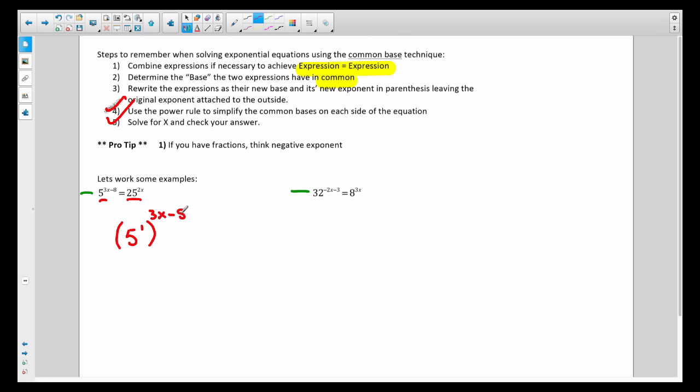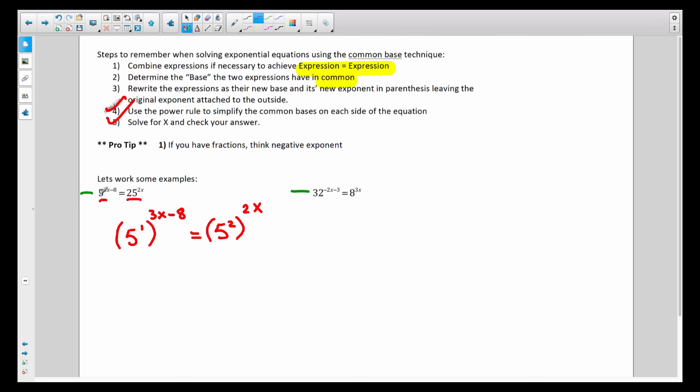I really didn't do anything to that guy. But it's this other one over here, which I'm thinking I can make look like 5 squared, because after all, that's 25. And I'll keep the original exponent outside the parentheses, because I don't want to change that. So what did I do?